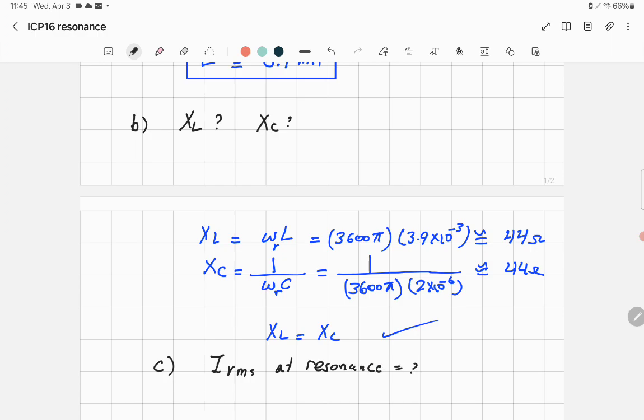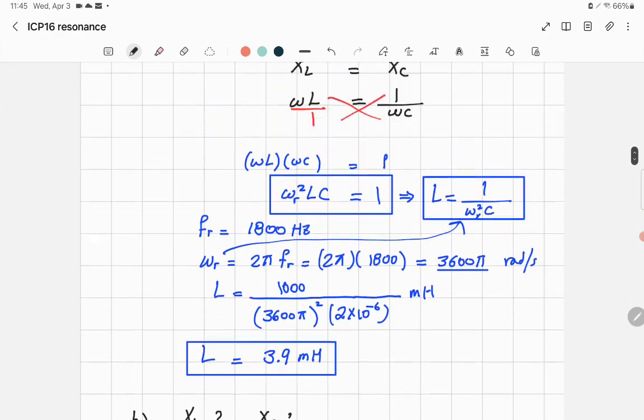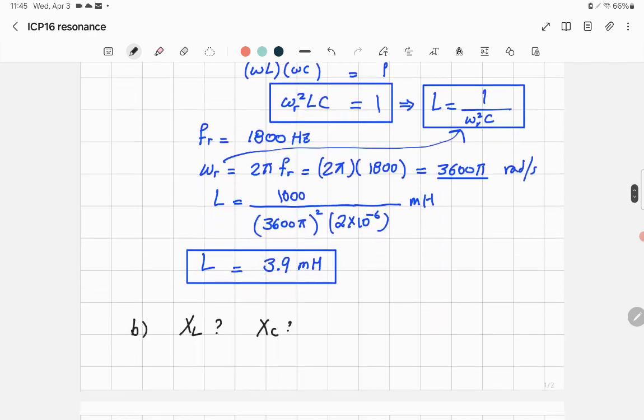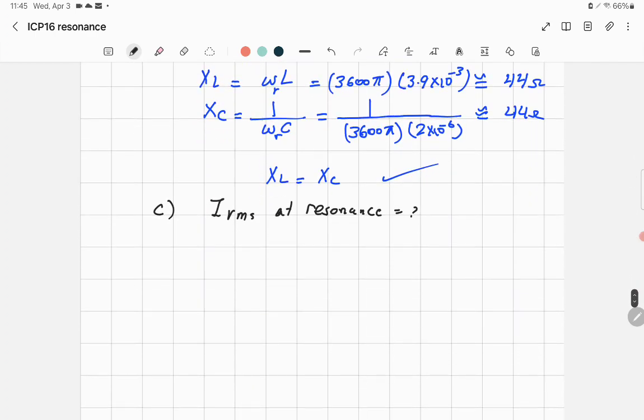How to calculate that? Well, we agree that at resonance, the impedance of the inductor L and the impedance of the capacitor C cancel each other. So what's left? Only the resistance, 4.7 ohm. So the equivalent circuit in this case is just a resistance equal to 4.7 ohm. L and C will cancel at resonance.